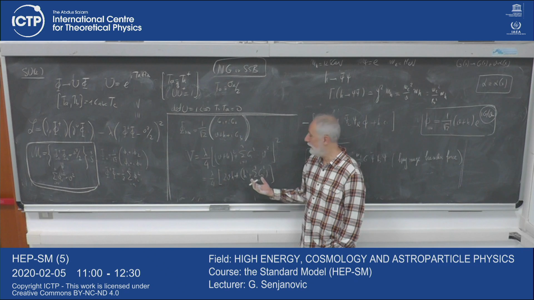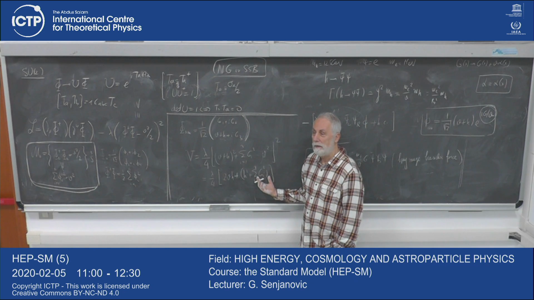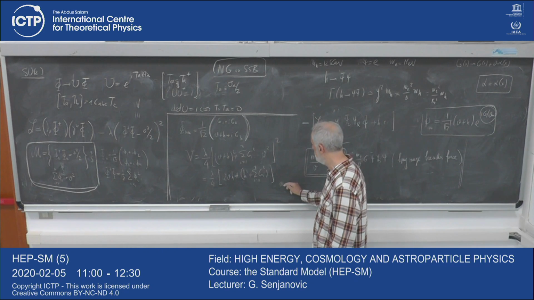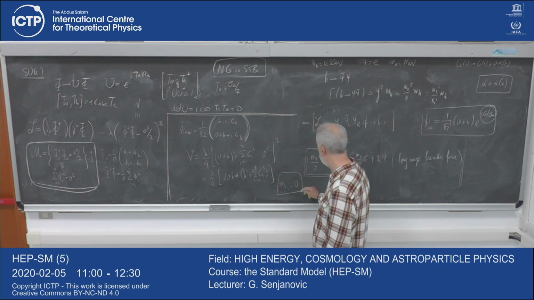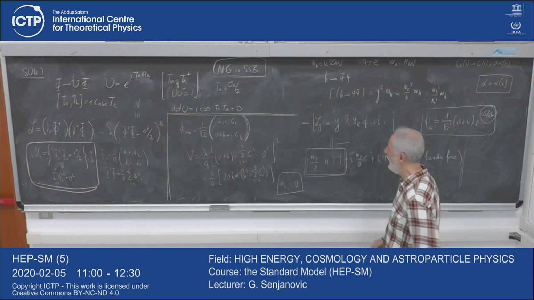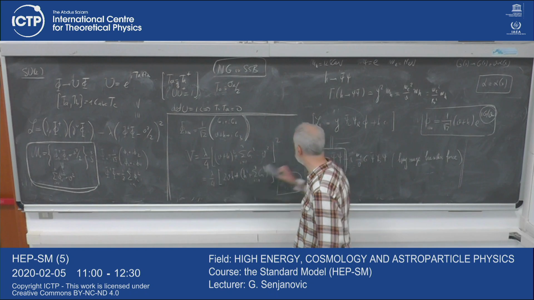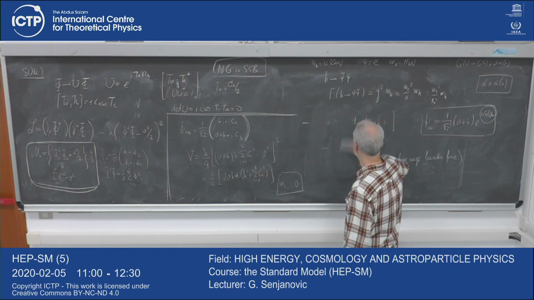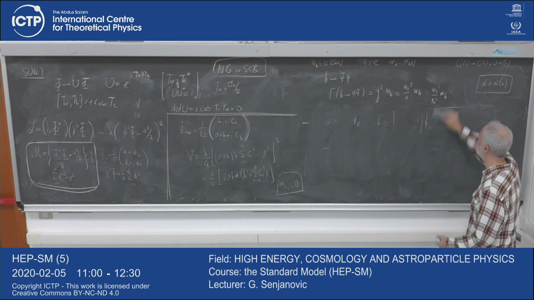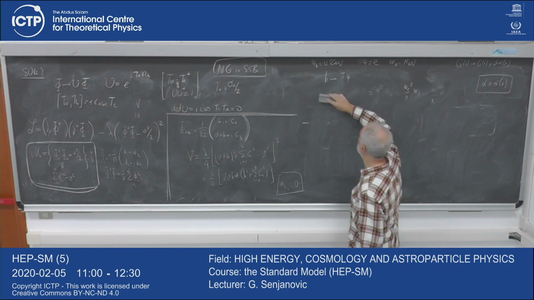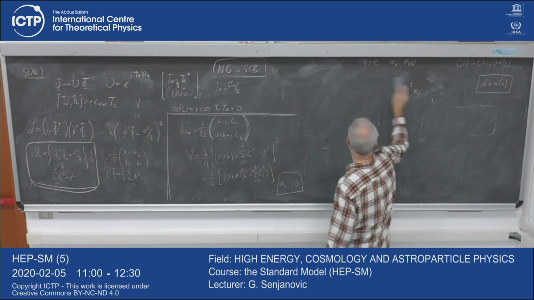What will be the mass of G? You can see immediately. It's 0. There is no mass term for G. M G i is 0. I have 3 massless particles. These are my 3 Nambu-Goldstone bosons. And I'll convince you now that they're really what we call Nambu-Goldstone bosons.